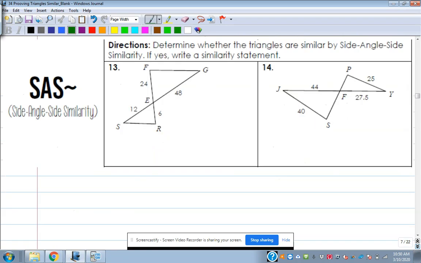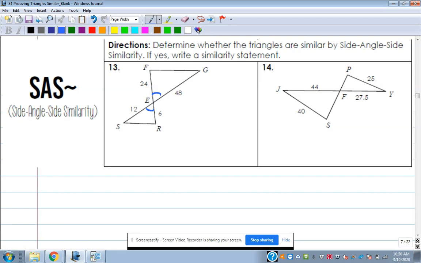Side angle side, let's use that method. Remember, we have to have 2 sides and the included angle. It's got to be the angle in between there. So for this one, is the angle in between the side pairs congruent? Yeah, because they have that vertical angle going on there. We don't know anything about these angles down here due to the fact there's no parallel markings on the drawing. If there were parallel markings, then we could use angle to get those similar to one another. But we're going to have to check the sides now.